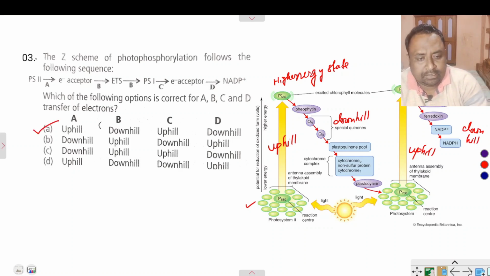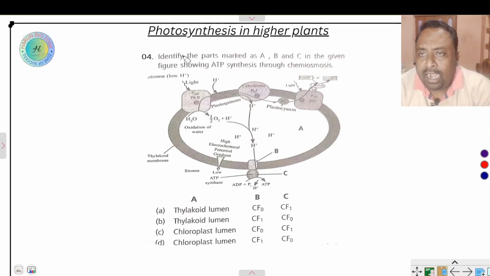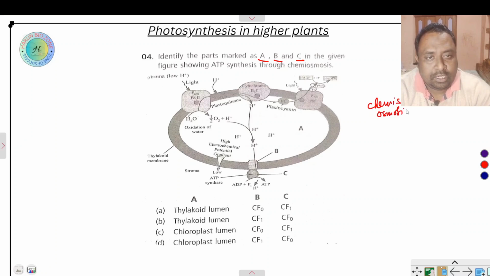Next question. Identify the parts marked as A, B and C. See, the given figure shows ATP synthesis. The ATP synthesis process is called the chemiosmotic hypothesis.